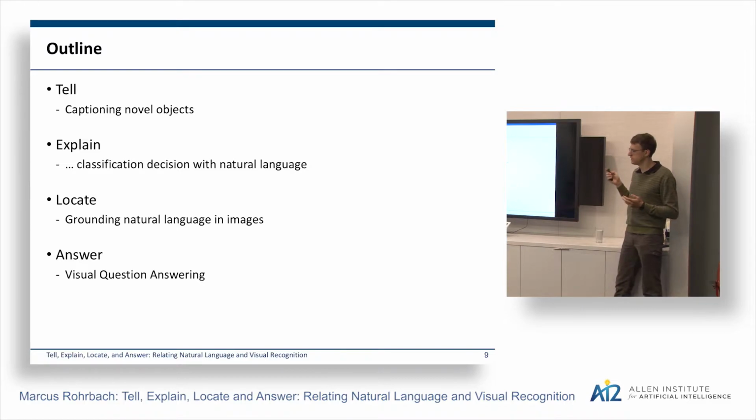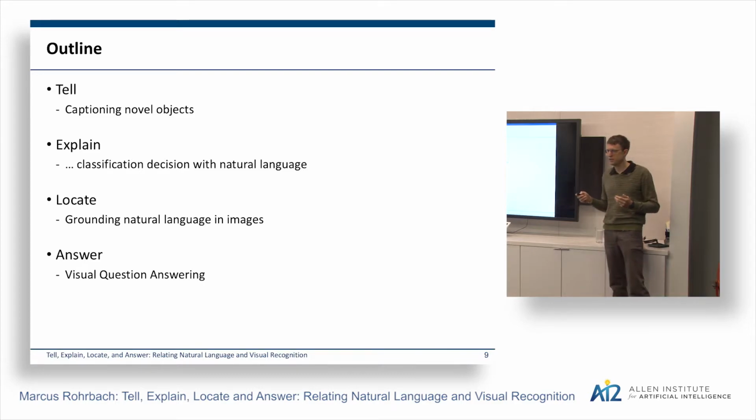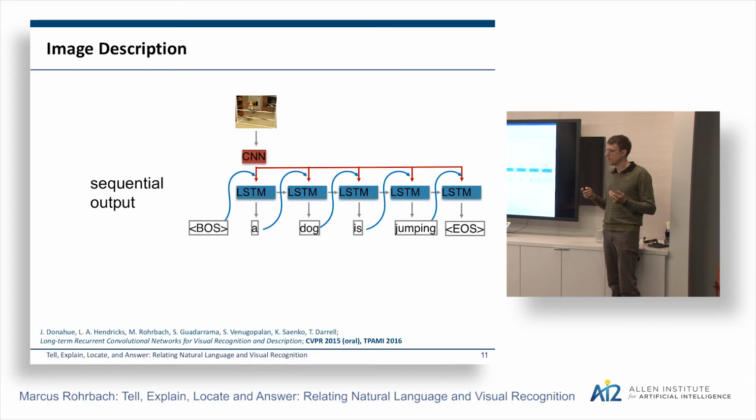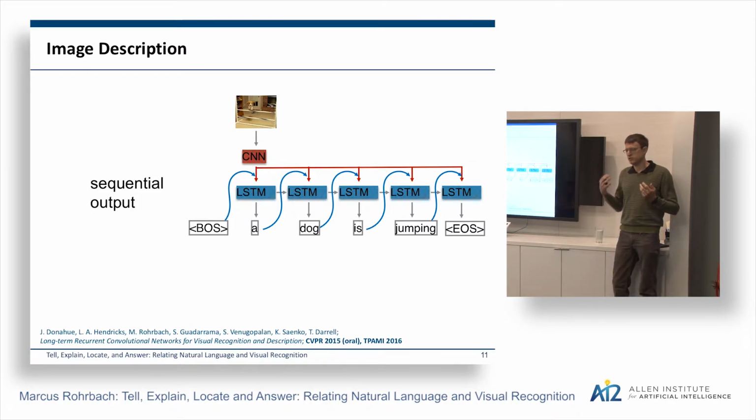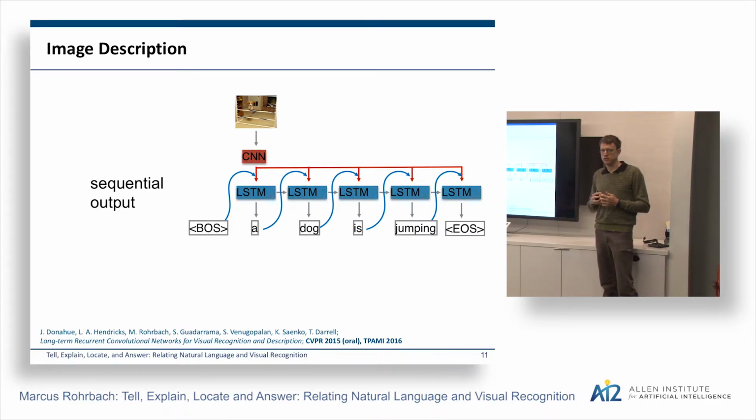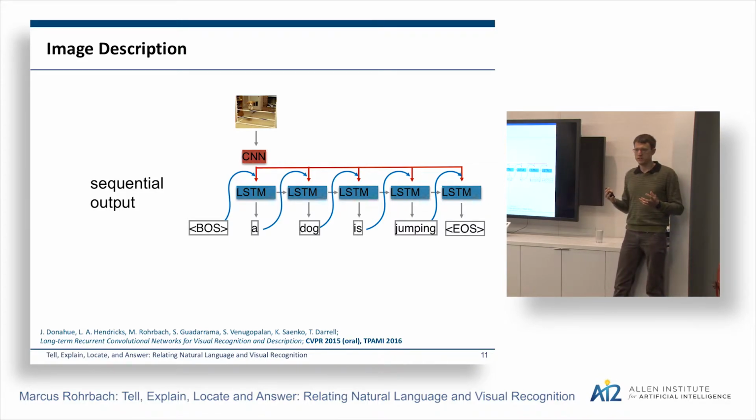So let me start with telling, so captioning. And here I want to focus specifically on captioning novel objects, so objects which haven't been seen in the training data. But before I go into detail, I first would like to describe our general model which we use for image and video description, because this appears throughout this talk. On the one hand, images we typically represent with a convolutional neural network to get a feature vector or feature representation or intermediate embedding. So this is here the CNN in red.